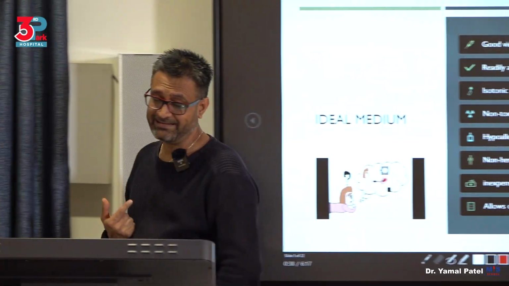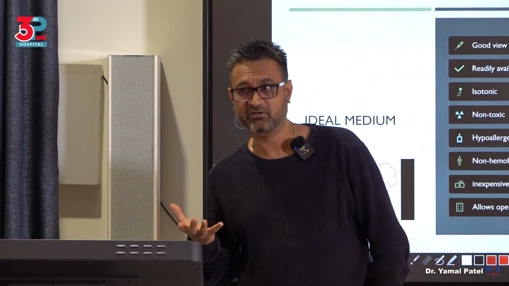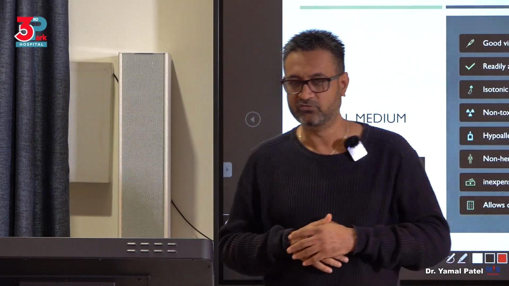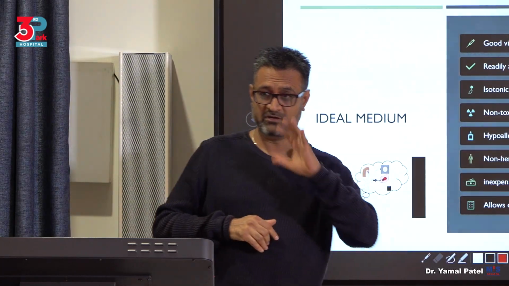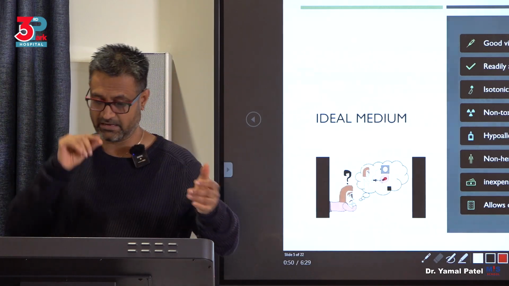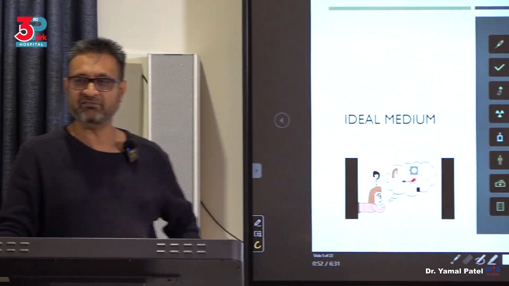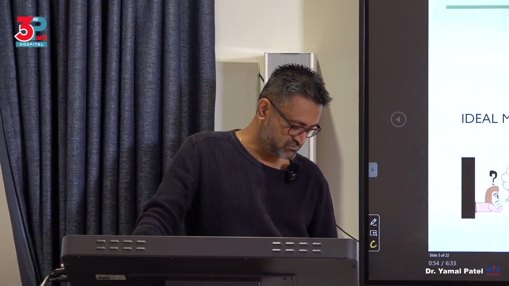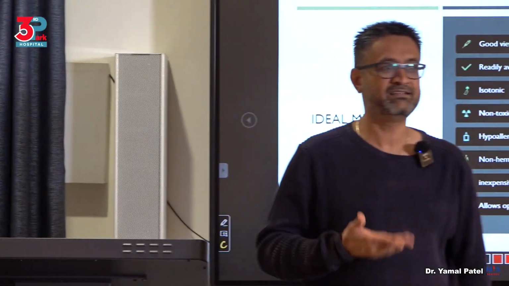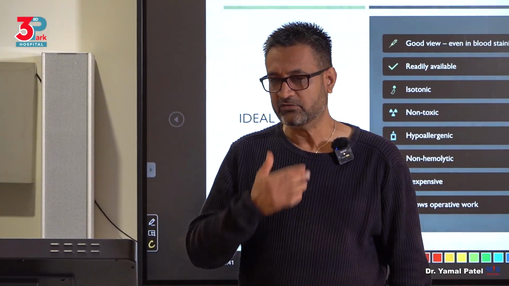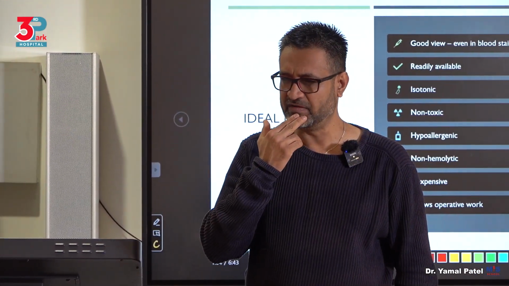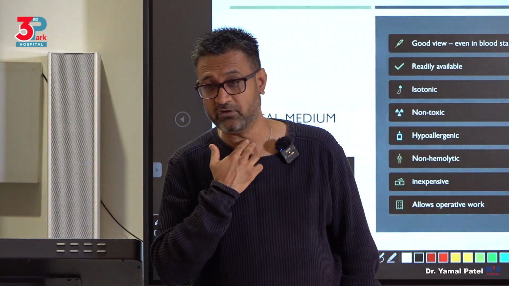Number two, it should be able to give you a good view even with bleeding, because you're going into a cavity where it's going to bleed into the solution, right? So even with bleeding, you should be able to wash it out and get a clear view again. It should be readily available, not something you'll have to start importing from Japan every time you want to do a hysteroscopy. Some things are not available, right? So you can't have that kind of a medium to use for your regular scopies.